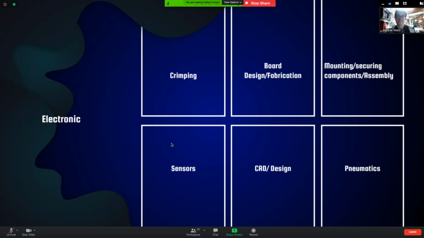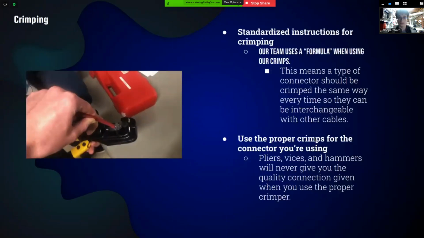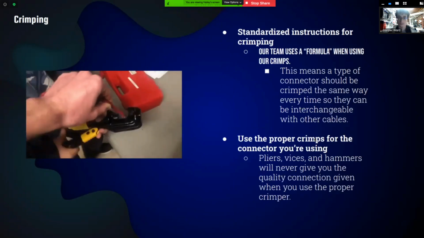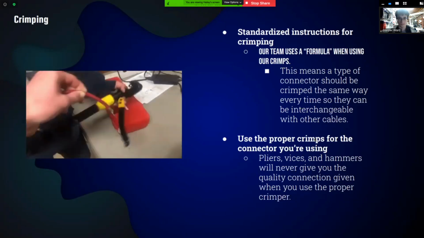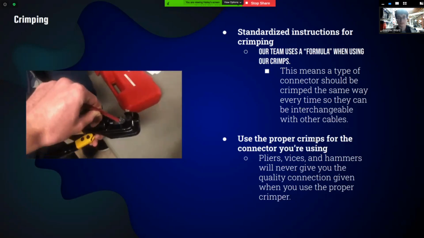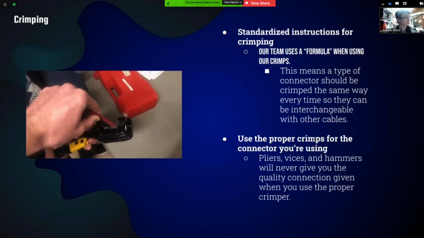So, team practices. There are a lot of standards that we have when crimping wires, making wires, and so on. We're going to go over crimping, board design, mounting and securing components, sensors, CAD, and pneumatics. Crimping is really important when you want a wire to survive a season. Before I start, all of these tools that we use will be listed at the end of the presentation.